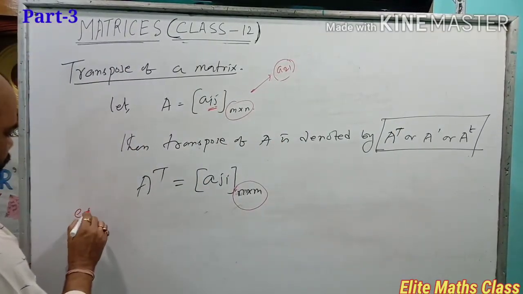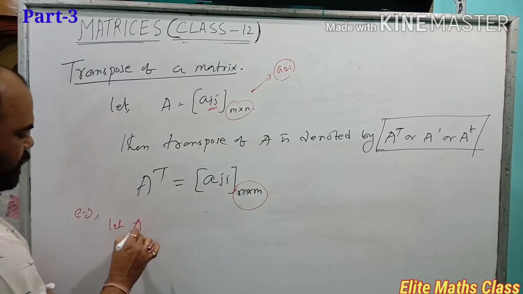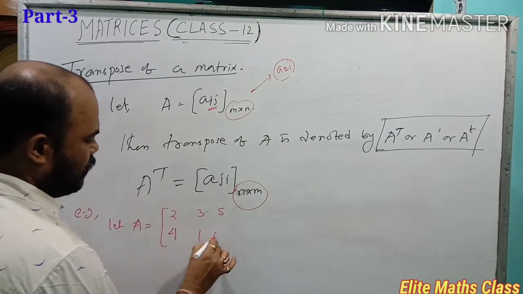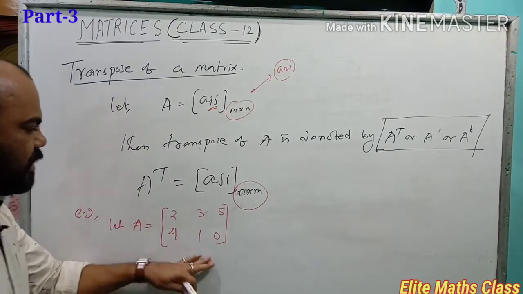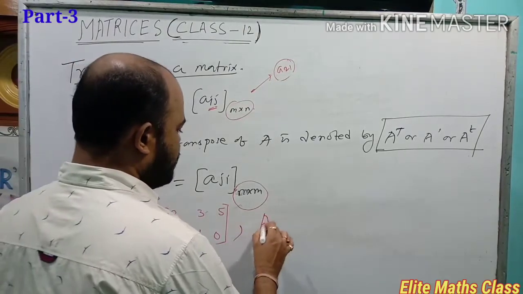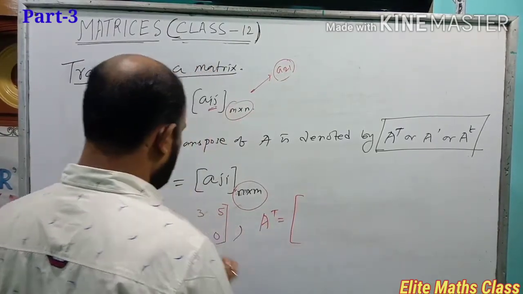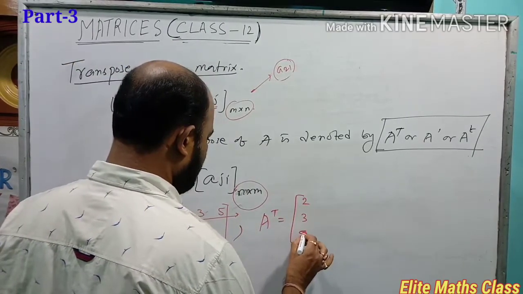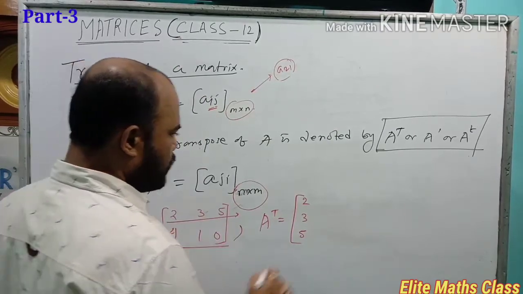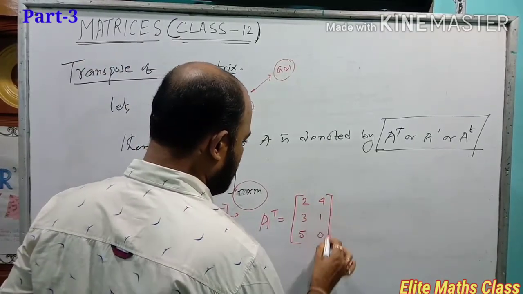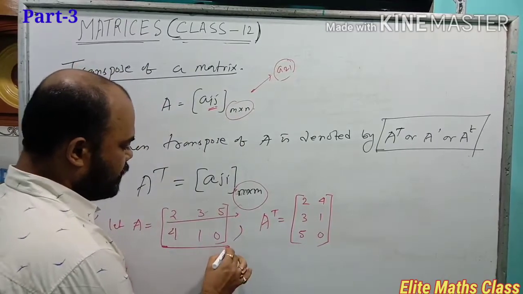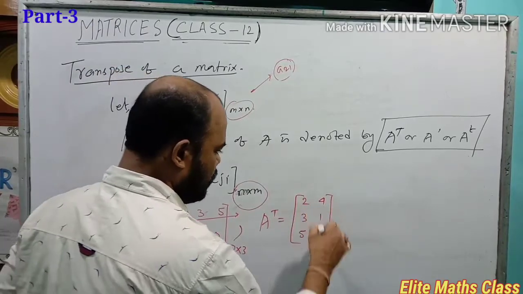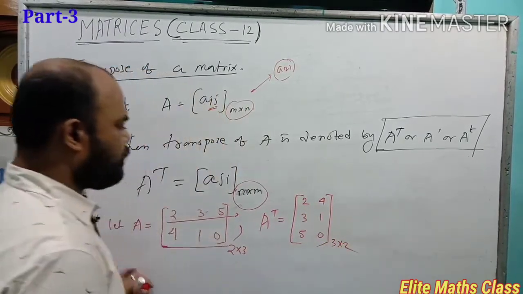For example, let us take A equal to 2 3 5 in the first row and 4 1 0 in the second row. This is the given matrix. So what will be A transpose? A transpose will be, see, this is the first row, this one will be the first column, 2 3 5. The second row, 4 1 0, will be the second column. Now see, here the order of the matrix is 2 rows 3 columns, that is 2 by 3. Here there are 3 rows and 2 columns, so it is 3 by 2.